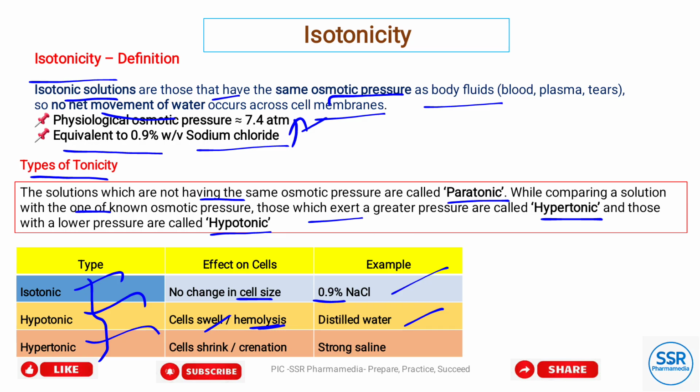Hypertonic means that in a hypertonic solution the cells shrink and crenation takes place, that is, shrinkage of cells. For example, strong salines, which means solutions containing more than 0.9% sodium chloride, are called strong saline. So these are the three types of solutions and their effects on cells, with examples.